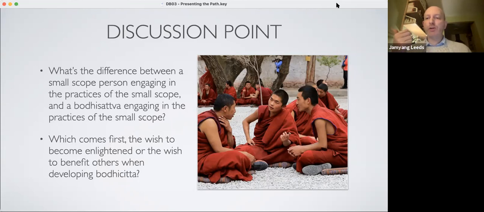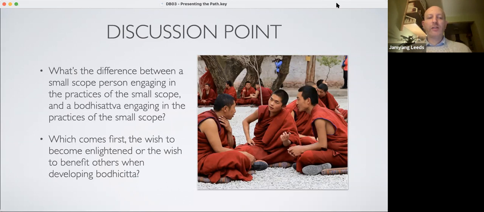So we've got 3 scopes: small, middle, and great. Some people are just practicing the small one. Some people are practicing the middle one. Some people are practicing the great one. But they all have to go through 1 and 2 to get to 3. They all have to go through 1 to get to 2. So everyone is doing the first level of practice. But what's the difference between the great scope person and the small scope person practicing the small scope? See if you can work that out.